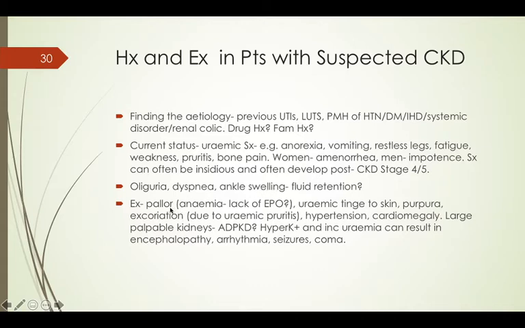So on examination, you may well find pallor, and that can be due to anemia, a uremic tinge to the skin, so like a yellowish tinge, purpura, excoriation, which is a scratching of the skin due to pruritus generated by high urea, high blood pressure, and cardiomegaly. You may also find large palpable kidneys, and you may want to consider maybe it's due to polycystic kidney disease. You may find high potassium, high urea, and that can result in things like encephalopathy, arrhythmias, seizures, and coma.